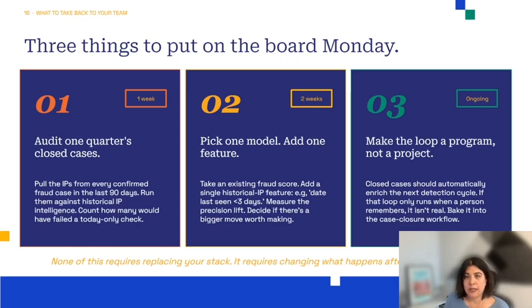And then make it a loop, make it ongoing. If the enrichment loop only runs when someone remembers to trigger it, it isn't a program. Bake it into case closure so it's automatic. And that bottom sentence here, I think that's kind of what I want to drive home. None of this requires replacing your stack. It requires changing what happens after the case closes.